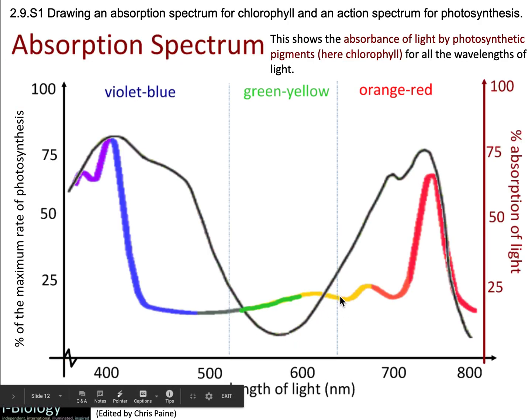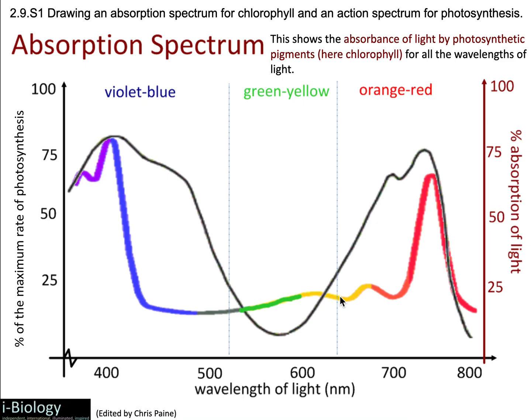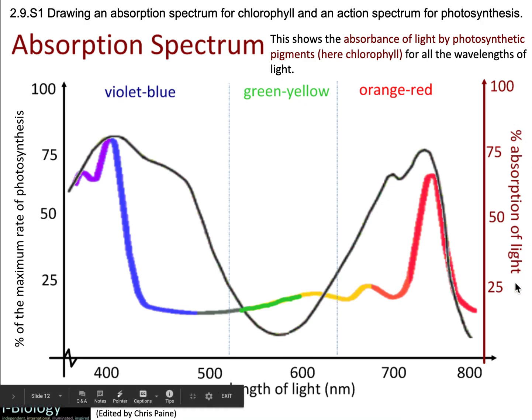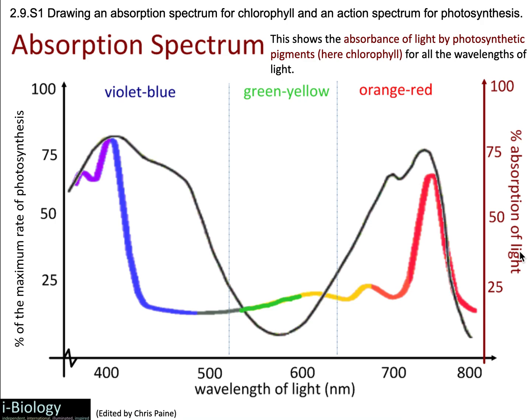Here is an absorption spectrum. It's on top of the action spectrum, so you can still see that action spectrum in the background. But here on this other y-axis, we're seeing the percent of absorption of light. Here you can see it's a little bit higher absorption of these colors, and over here, it's higher in these colors, in orange and red, and then flat along the middle wavelengths.